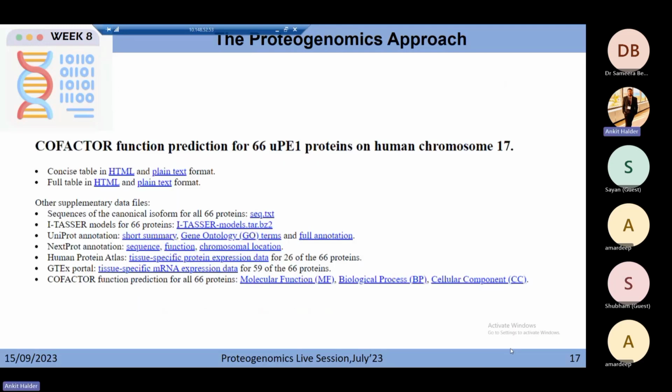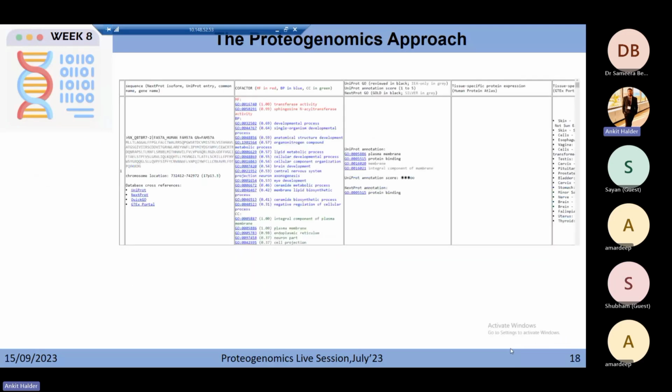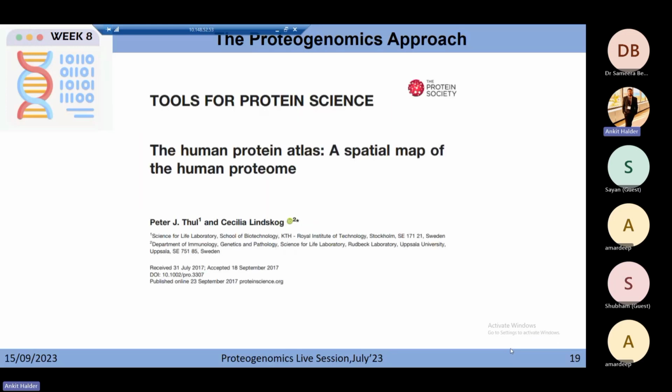Now I showed you how the function prediction works for the 66 uPE1 proteins. If you get some uPE1 proteins, using that pipeline which I showed, you can try to find out certain aspects of them. You can see that all those databases mostly try to interlink with each other, so that the derived database or resource database gets much more comprehensive and becomes much more helpful for the different researchers.